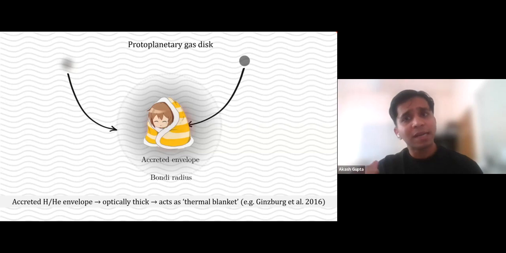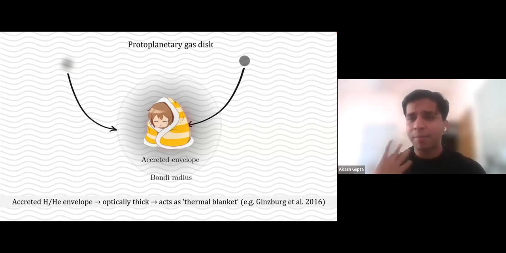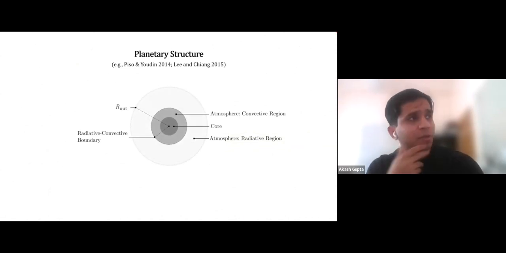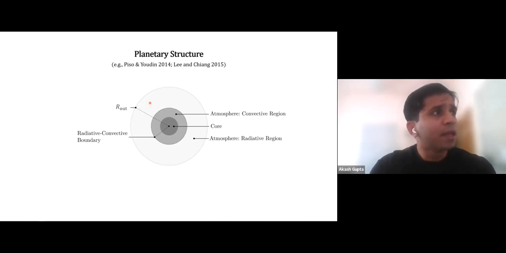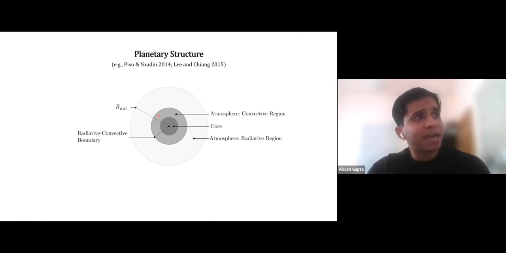Now, before I move on, let me just describe what kind of planet I am imagining here. So what is the planet structure of our model planets? This is how things look. We have a planet which has a core, this is the astrophysicist's core, basically everything except the atmosphere, surrounded by an atmosphere which has an inner convective region and an outer radiative region.